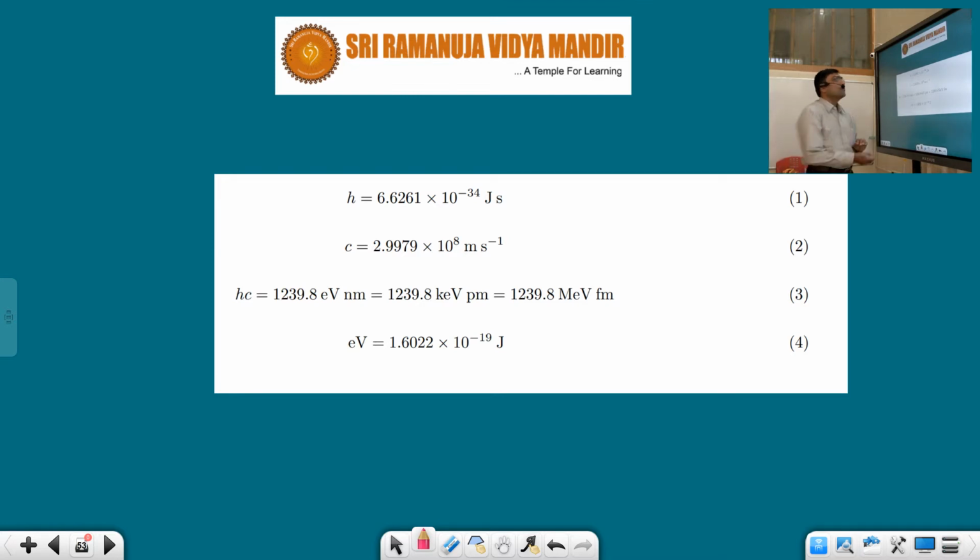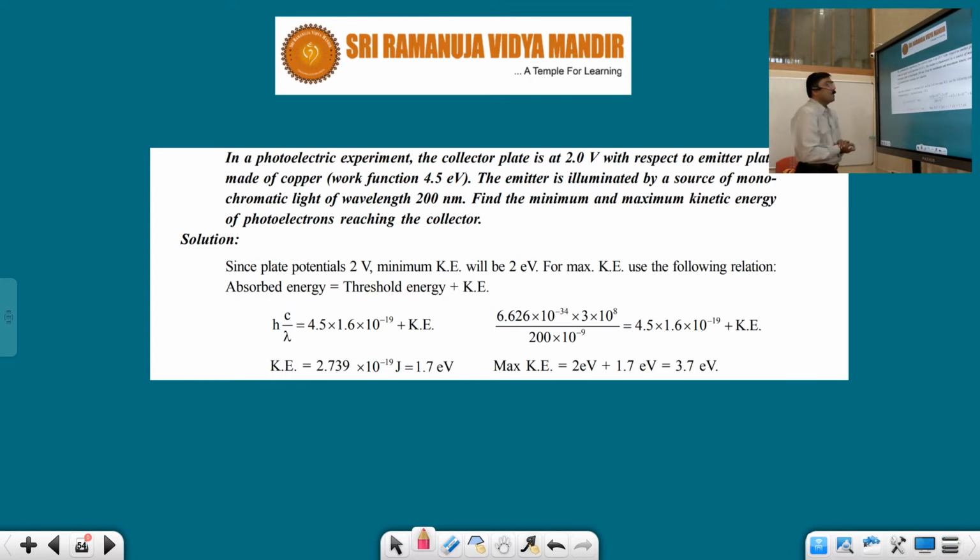You are expected to know h, Planck's constant, and 3 into 10 power 8 meters per second is the velocity of light. The hc value, if you calculate, you will get in nanometers, picometers and electron volts. And the eV value, I already told you, conversion of electron volt to joules: 1.6 into 10 power minus 19 joules. These are the things you have to be aware of to solve numericals. So let us go further.